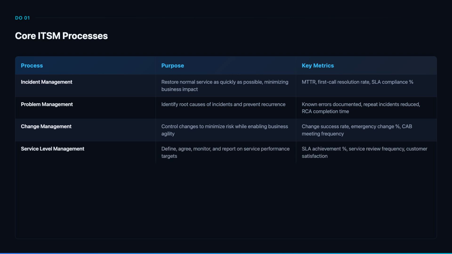Service level management is the process that ties everything together. It defines service targets and SLAs, monitors performance against those targets, reports results to stakeholders, and drives improvement when targets are missed. Key metrics include overall SLA achievement percentage, frequency of service reviews, and customer satisfaction scores.